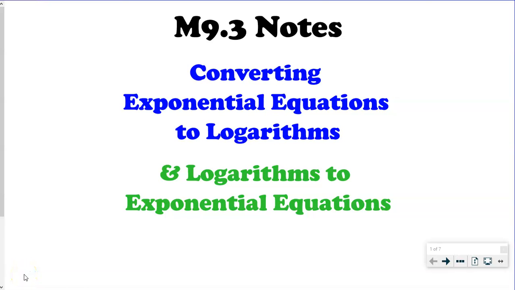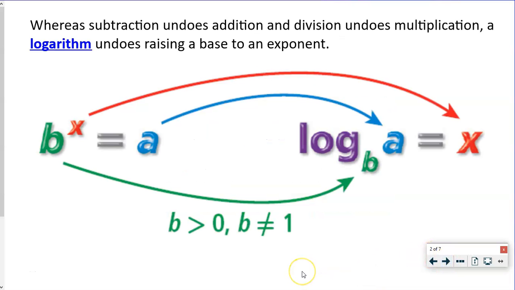So in this video, we're going to go over converting exponential equations to logarithms and logarithms to exponential equations. Whereas subtraction undoes addition and division undoes multiplication, a logarithm undoes raising a base b.